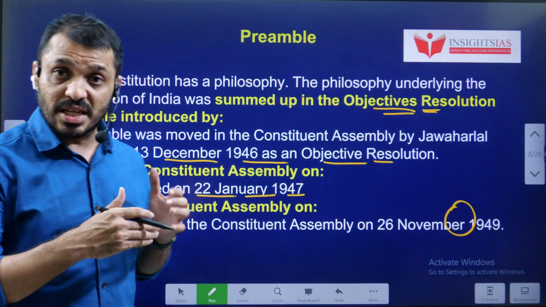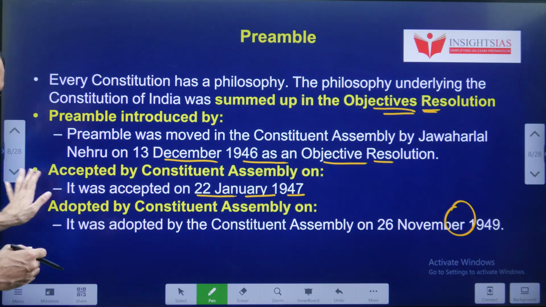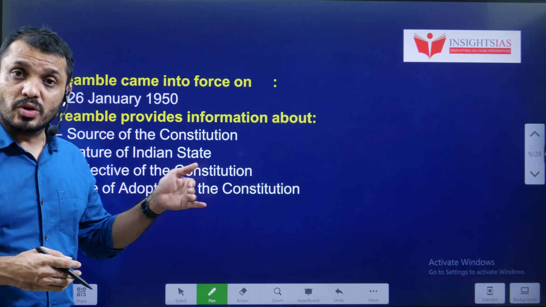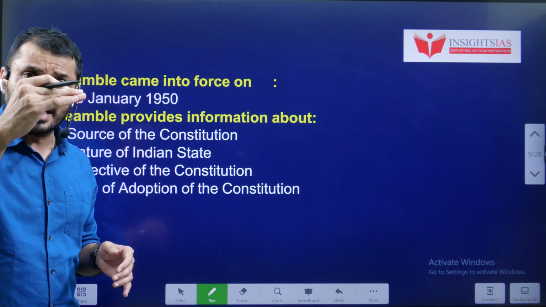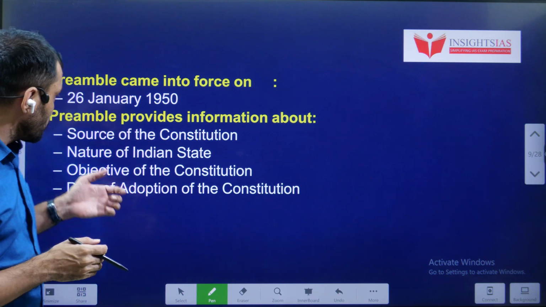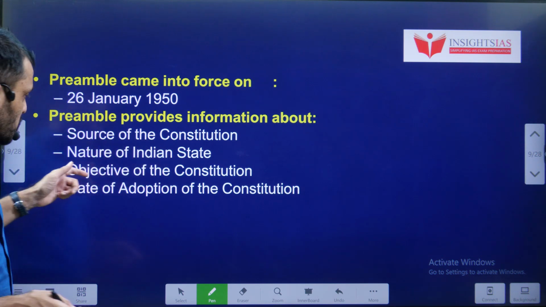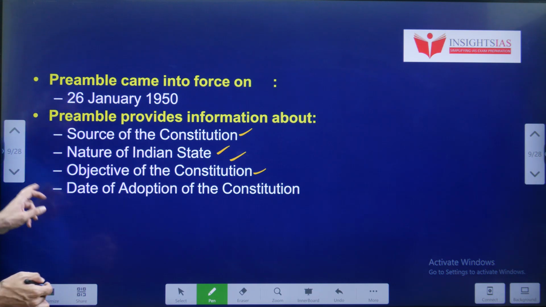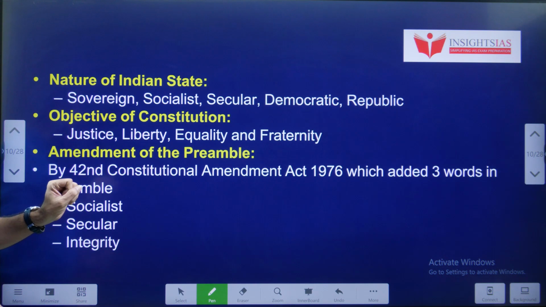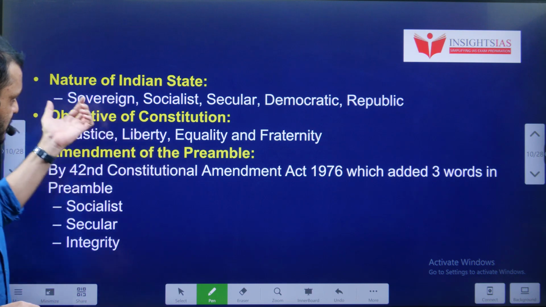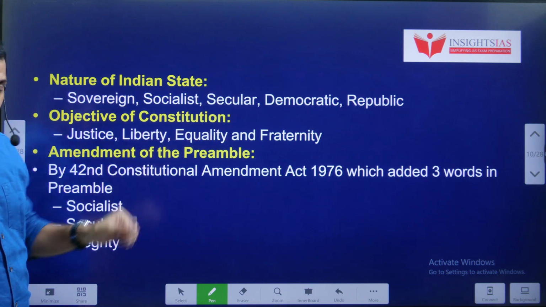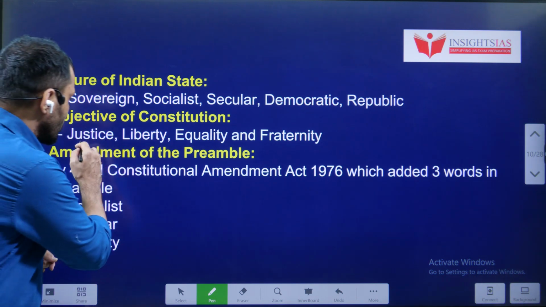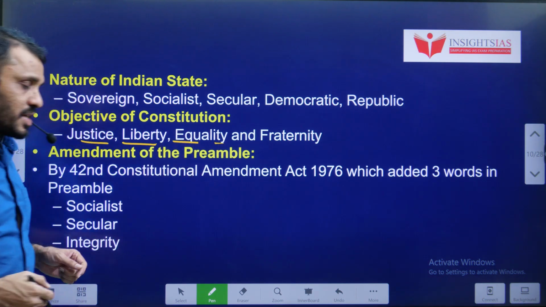This was a brief history regarding the preamble and its objective resolution. Next, the preamble came into implementation from 26 January 1950, like the majority of the provisions of the constitution. The preamble provides four different sets of information. According to the preamble, the nature of the state is sovereign, socialist, secular, democratic and republic. And the objectives of the constitution are to achieve justice, liberty, equality and fraternity.